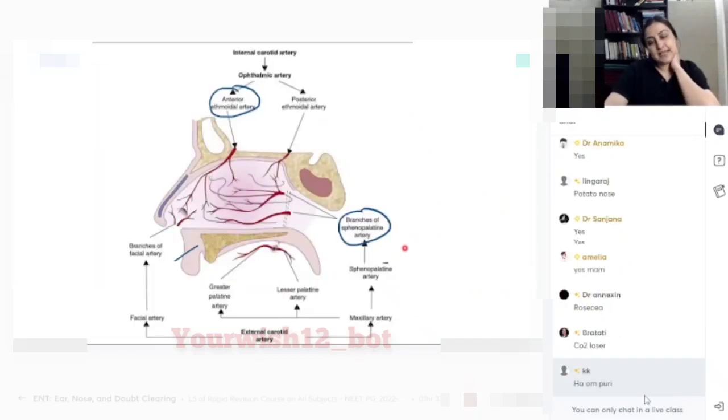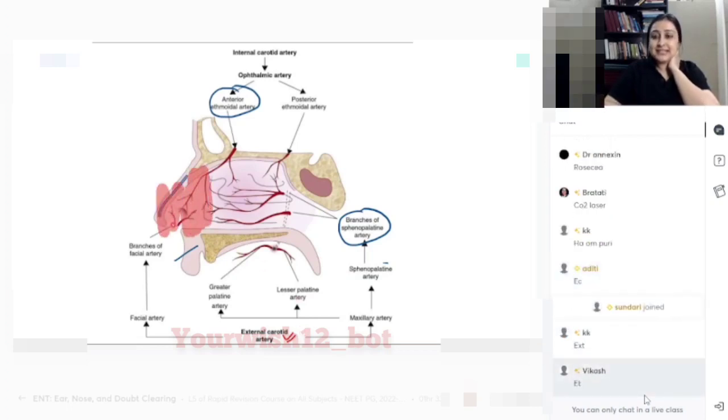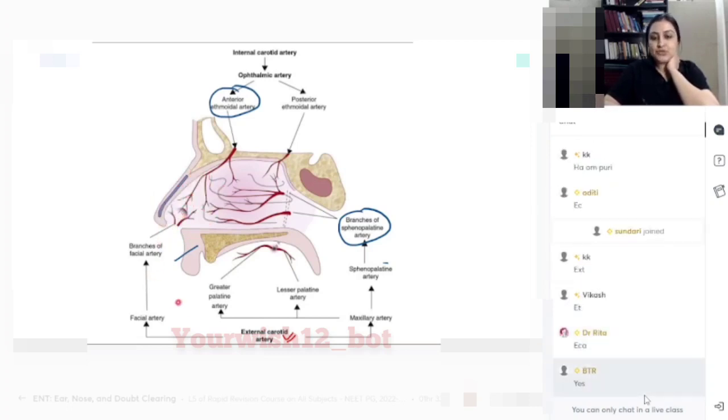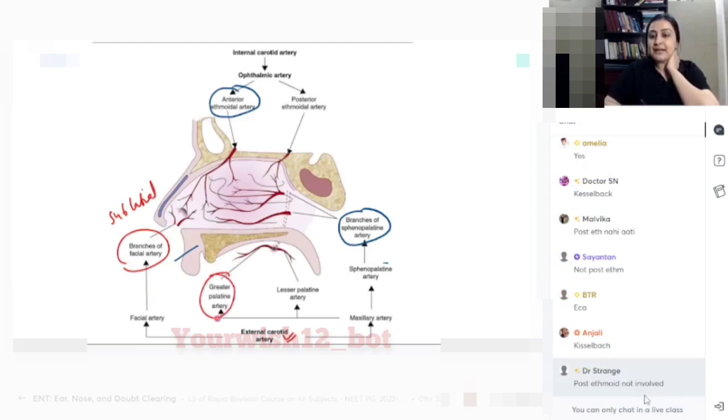Finally, epistaxis. In epistaxis we have the external carotid and the internal carotid. So normally which artery is involved? Most arteries are from the external carotid. Do you guys know about Little's area? We all read about Little's area since we were very little, no? So what are the branches in Little's area? Mostly branches of ECA. Which branch of the facial artery? Superior labial artery. Then GPA. What was happening along with the GPA, tell me, children?